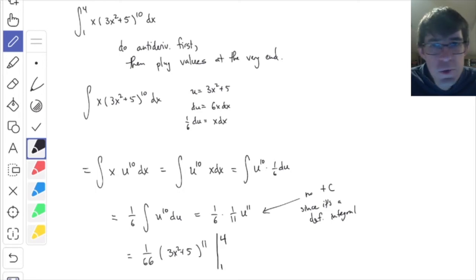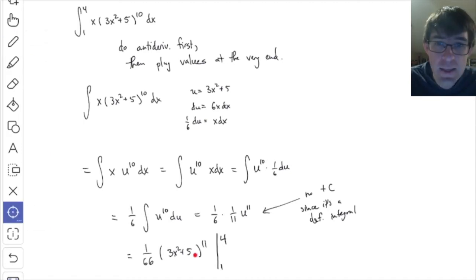The whole time you do everything exactly the same. You just at the very end, instead of putting the plus c, you plug the values in. One thing you have to remember is to complete the substitution and put the x's back at the end. You don't want to plug these numbers in, the 4 and the 1, for u at this point, because those numbers, the 4 and the 1, refer to values of x, not values of u.